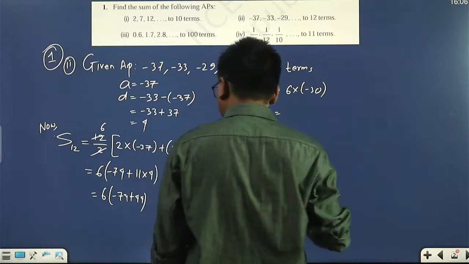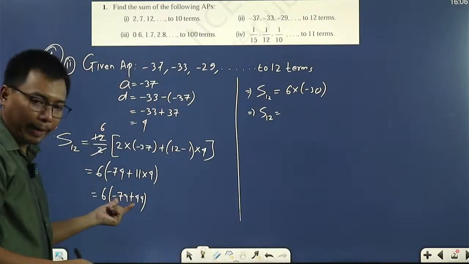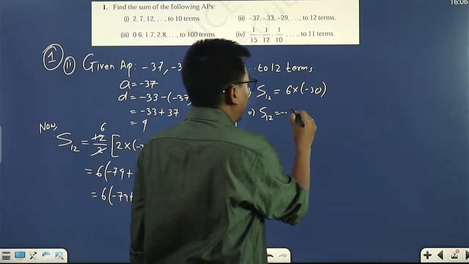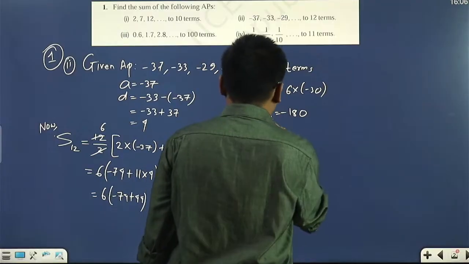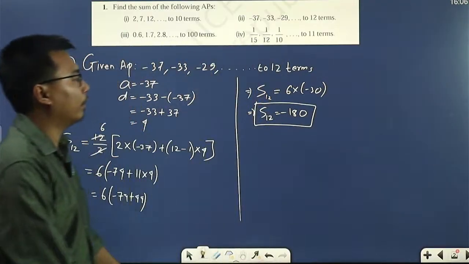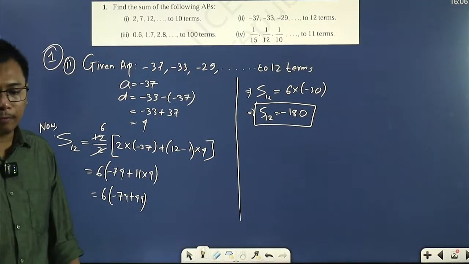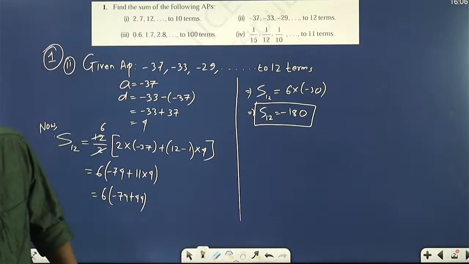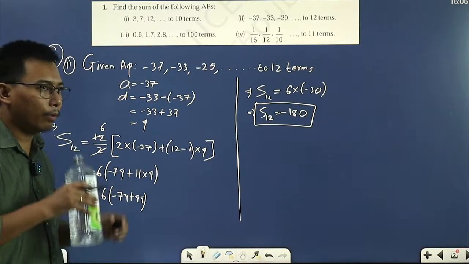So S12: minus 74 plus 44 is minus 30. So 6 into minus 30 is minus 180. So this is our solution for this problem.